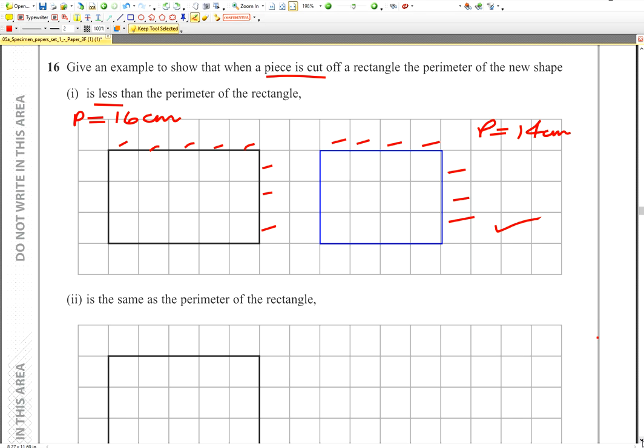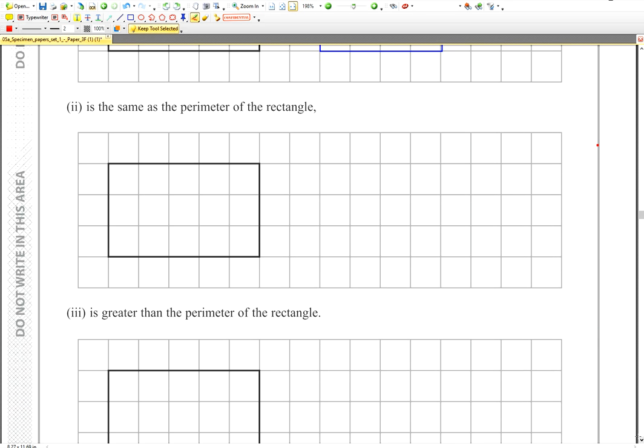Okay. The next question is the same as the perimeter of the rectangle. So we have to cut something off and still have the same perimeter. You might be thinking, how is that even possible? It is. Let me show you how we do that. For that one, we need to cut out this part. If we cut out one square from the corner, the perimeter of the new shape will be exactly the same as the old shape, because you lose two sides and you gain two sides.